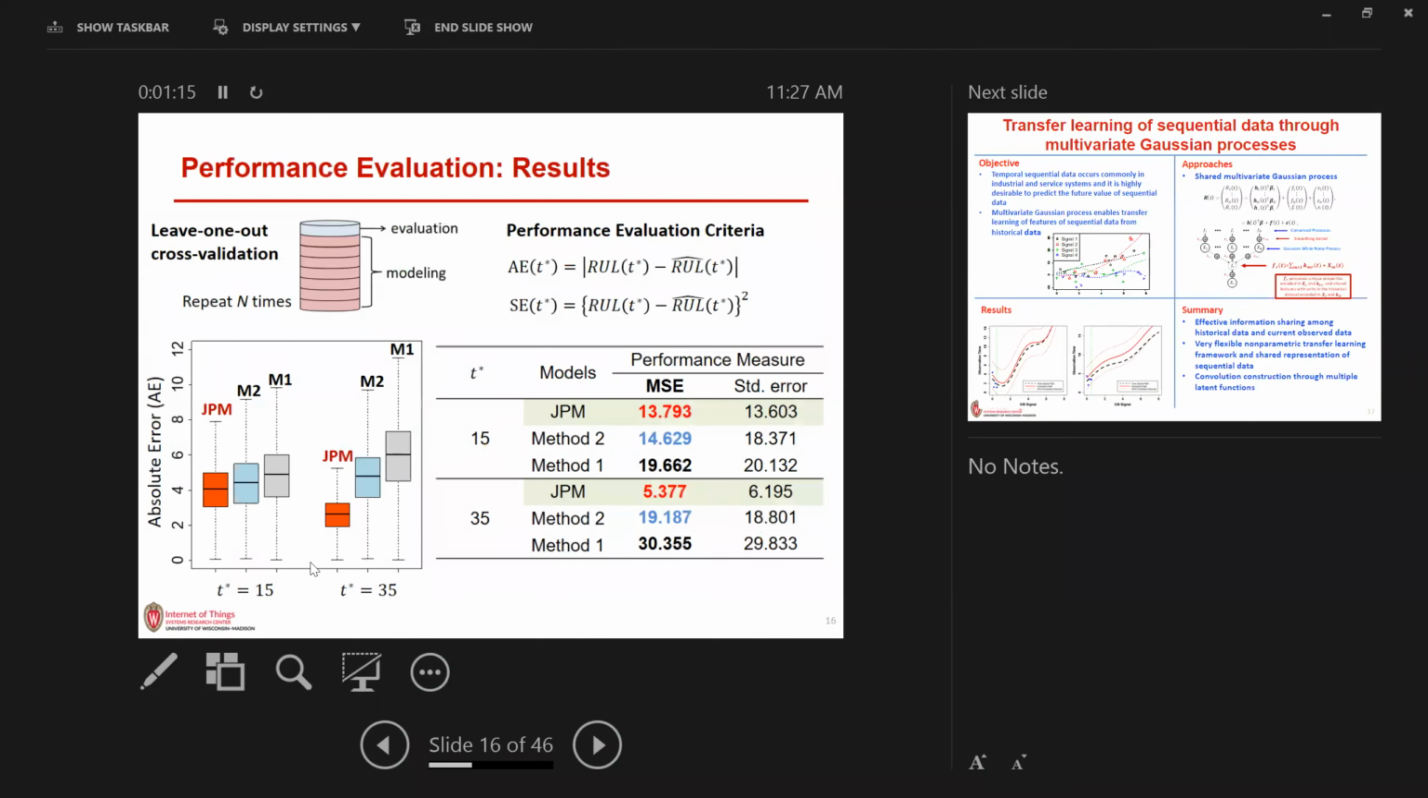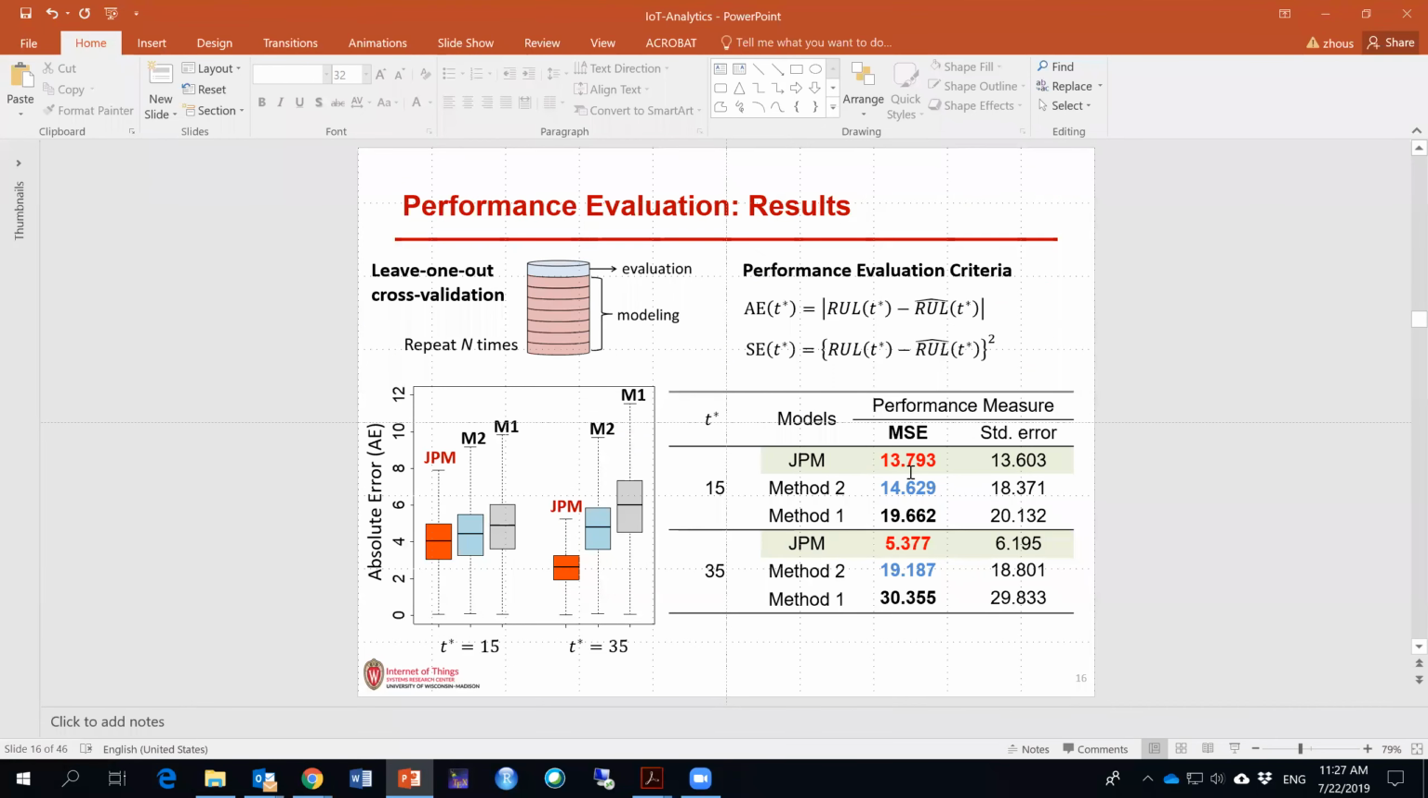And we also test this model using a true underlying data set. So we have this prediction error. You can see the prediction error is much smaller than the other method, particularly at a later stage of the life of the battery. So we are much more accurate than the other method.